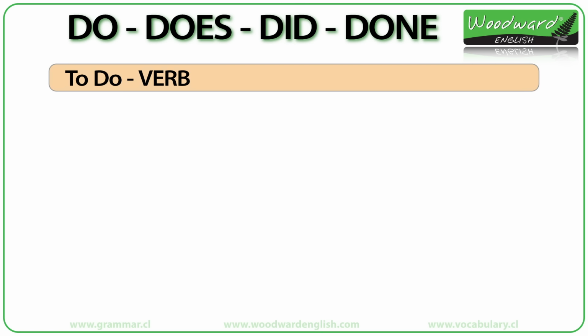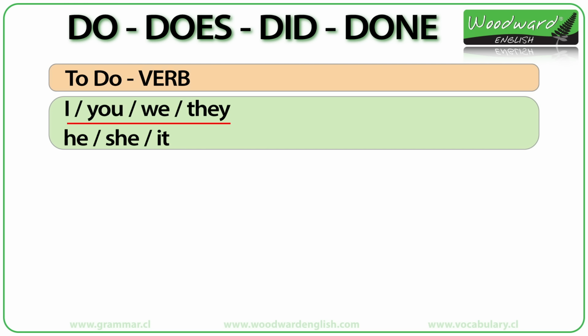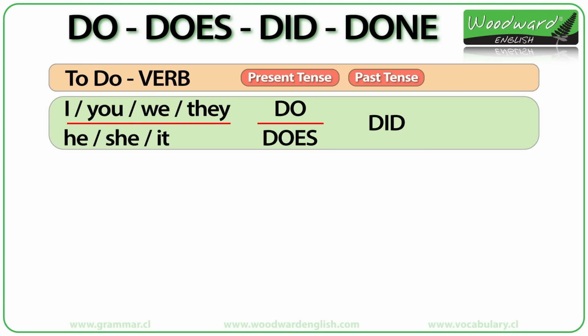The word do appears a lot in English. This is because it can be a verb, as in the verb to do, which can be conjugated as do and does in the present tense, did in the past tense, and done as a past participle.